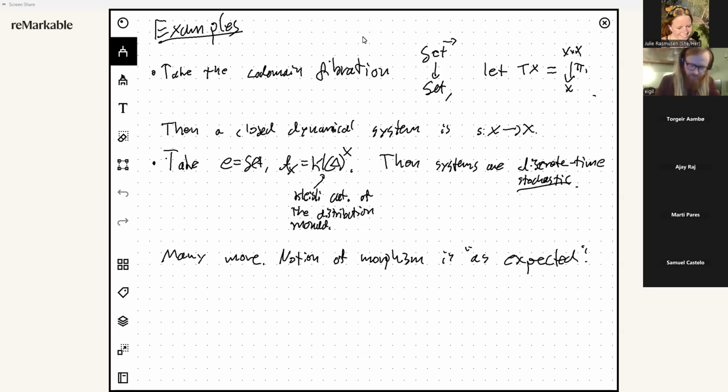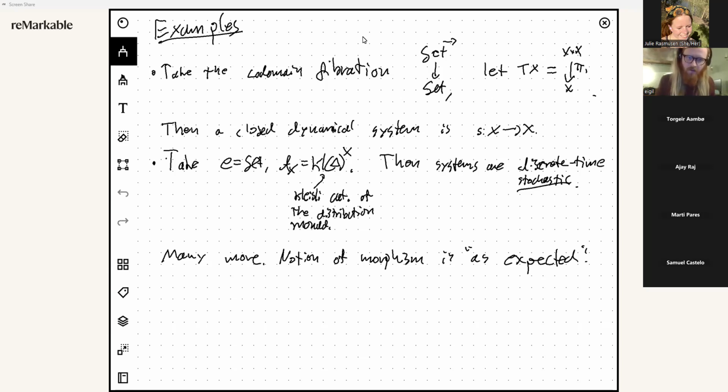We could also take the same base category, so take sets, but then the morphisms between bundles are allowed to be stochastic. So I take the Kleisli category of the distribution monad. If you don't know what that means, don't worry about it. The maps are: you have sets, and then you have functions, say from X to probability distributions on Y. So this is some sort of map that can give a random output. And then your systems are still discrete time like the ones up here, but they're stochastic. Each step something random happens.